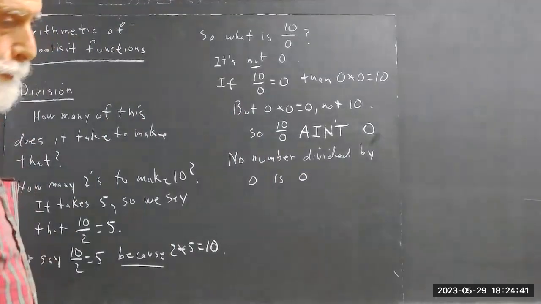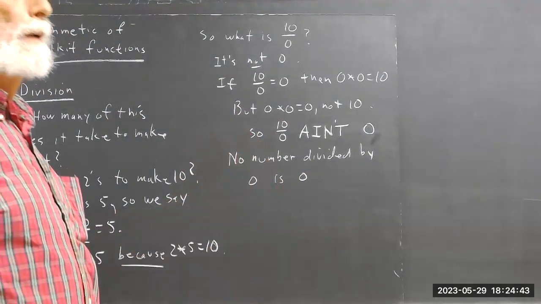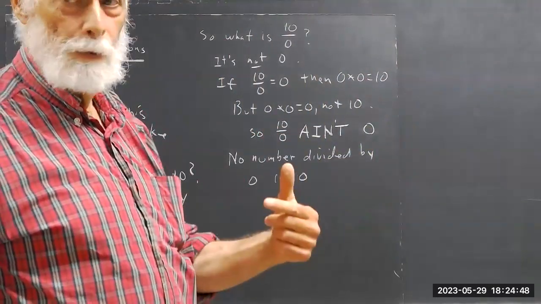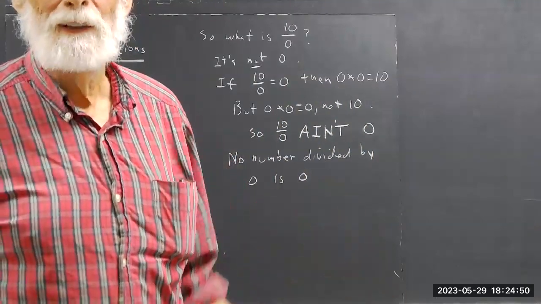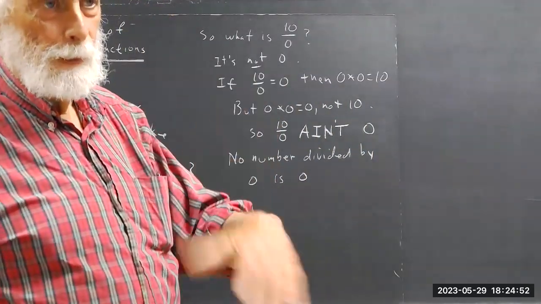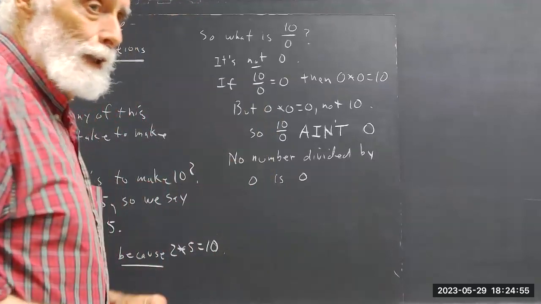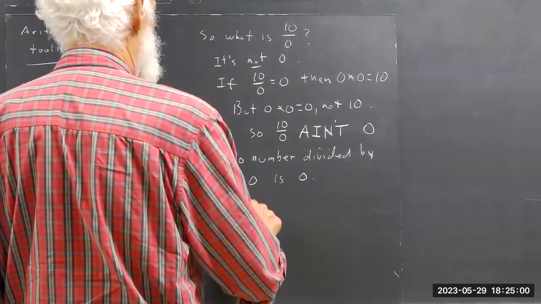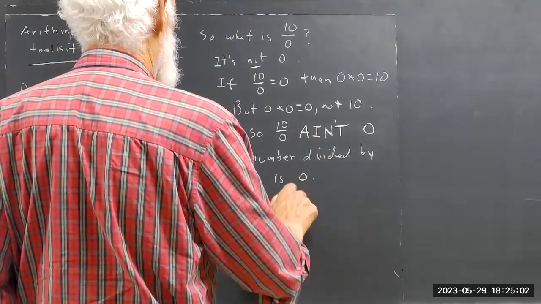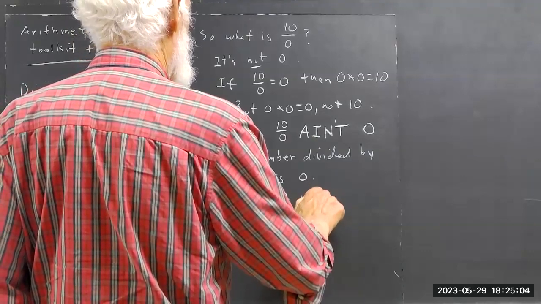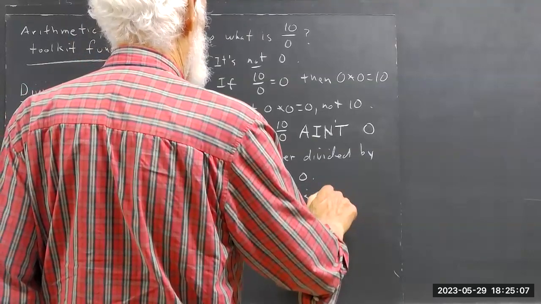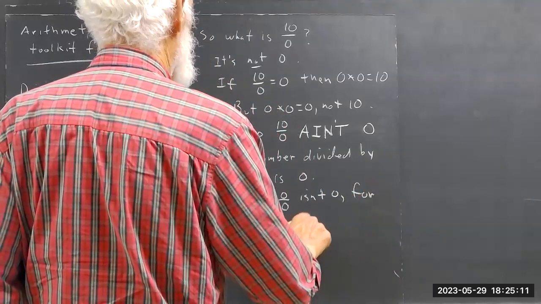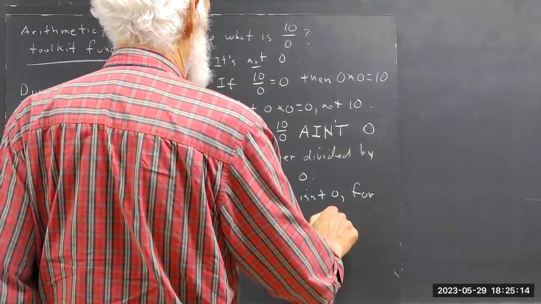No number divided by 0 is 0. Now you could say, wait a minute, 0 divided by 0 is 0 because 0 times 0 equals 0. But there's a problem with that you don't really understand until you've done some limits in calculus. So even 0 over 0 isn't 0, for other reasons.